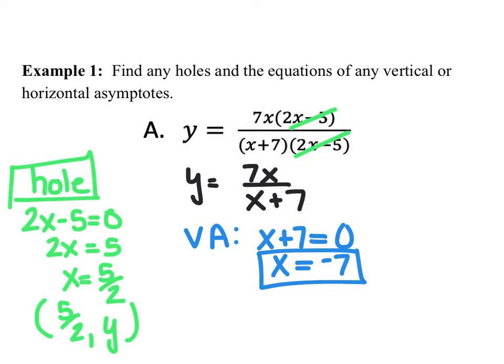And then as far as a horizontal asymptote, we have to compare our degrees. The degrees in the top and the bottom are equal. When the degrees are equal, it is the ratio of our leading coefficients. So that would be 7 over 1. I'm going to have a horizontal asymptote, a horizontal line in the form of y equals, and it would be y equals 7.